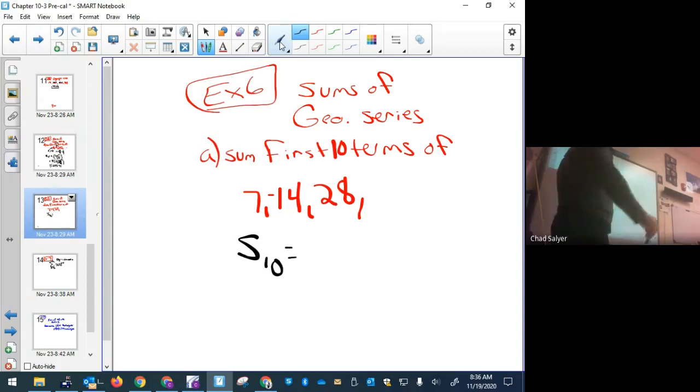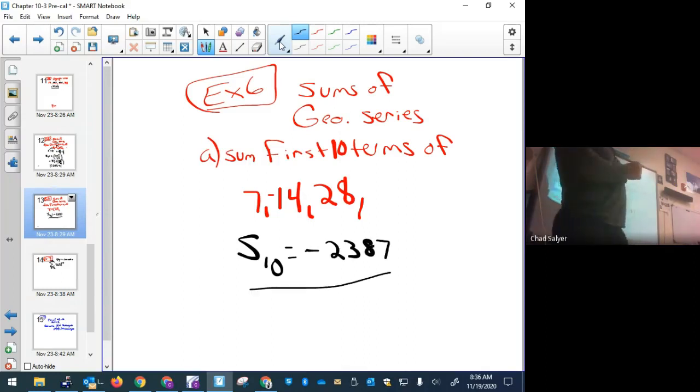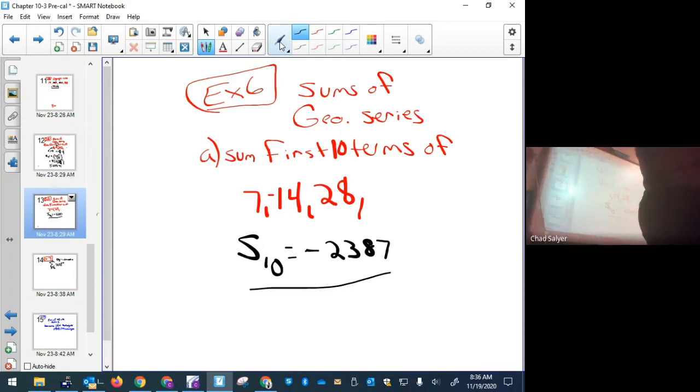All right, Rachel, tell me what S sub 10 is in this case. Is it 7, wait, hold on, the full answer? Negative 2,387. Excellent. So make sure you, again, are careful with your calculator inputs. So much potential for error when you have to put these complicated expressions in.